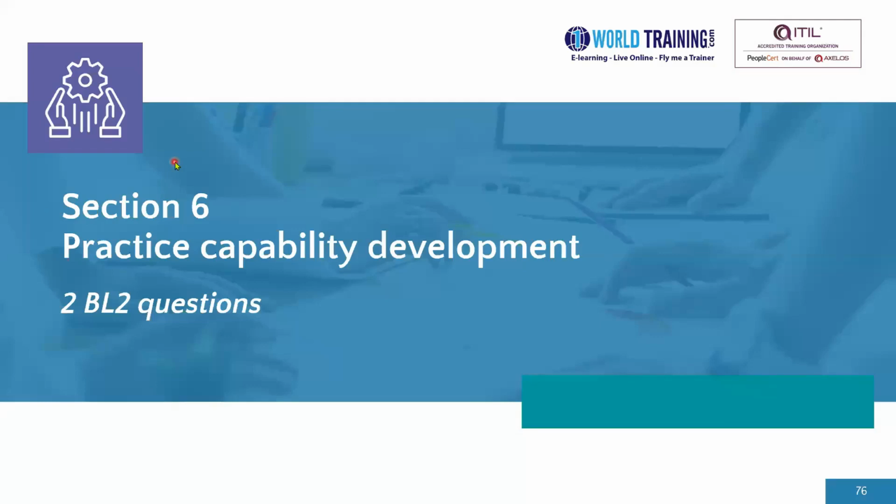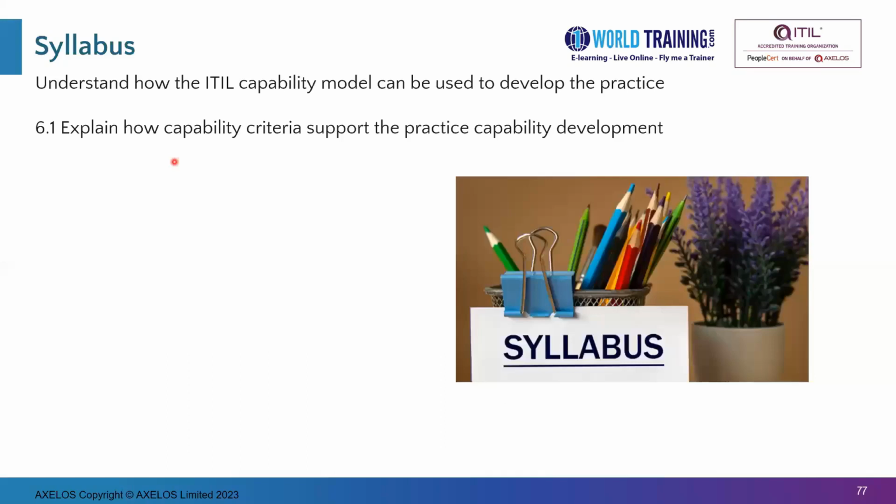We are now in section 6, the practice capability development. There will be 2 Bloom's level 2 questions, checking your understanding in the exam. Here we will be understanding the ITIL capability model and how you can use that to develop the practice, meaning its capability. And we will look at certain capability criteria for each of the practice success factors.